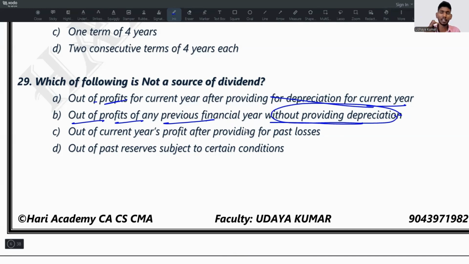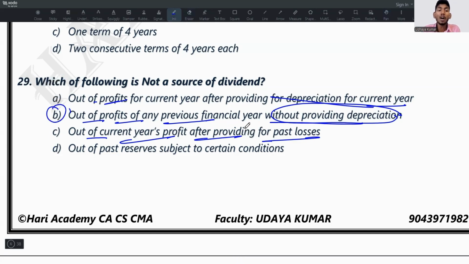So it is somewhat tricky, right? Without providing depreciation, you must note this point. Without providing depreciation, no one will be issuing the dividend. Option C, out of current year's profit after providing for past losses. This is right, I would say, as a source of dividend. And even this is right, out of past reserves subject to certain conditions. So you have to eliminate the options, and the right option for this question is option B.